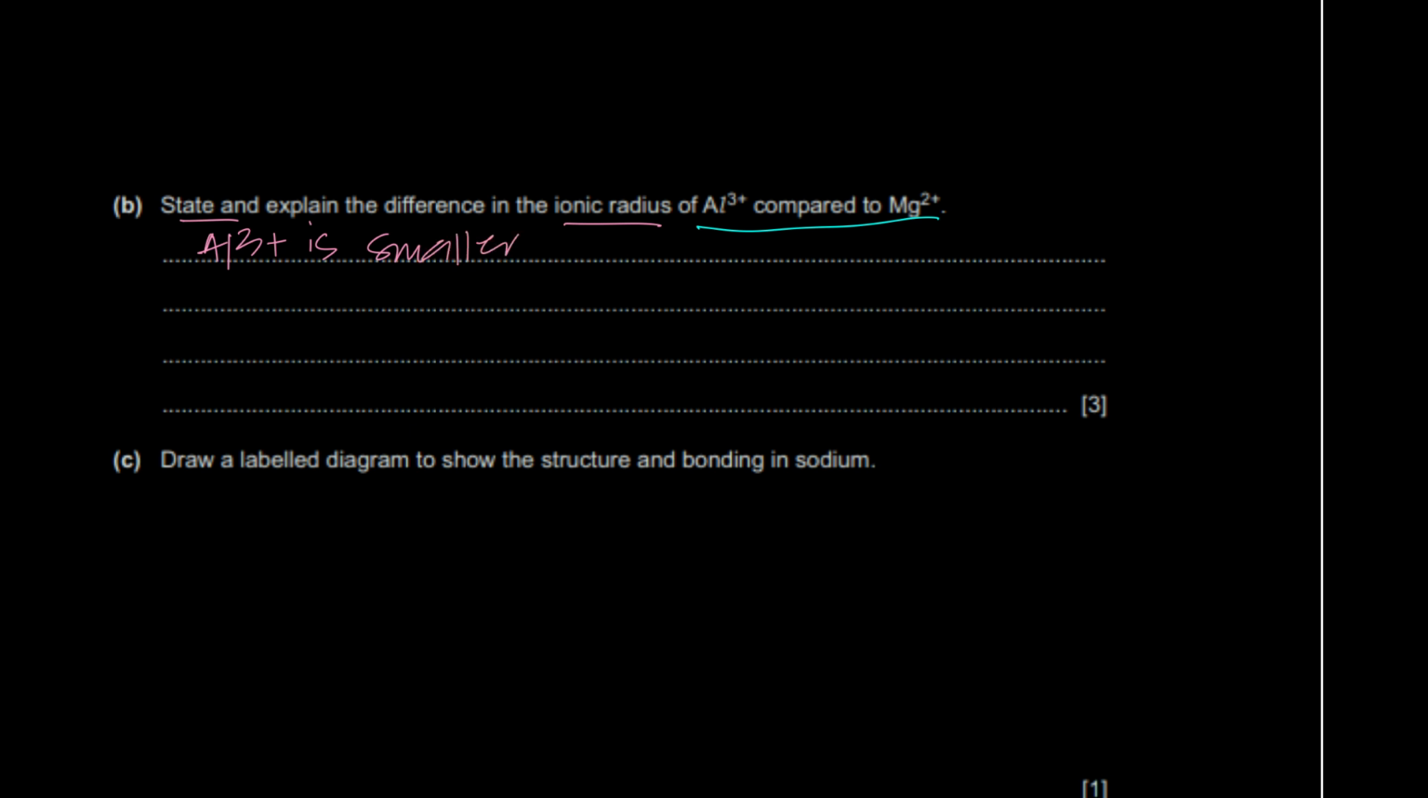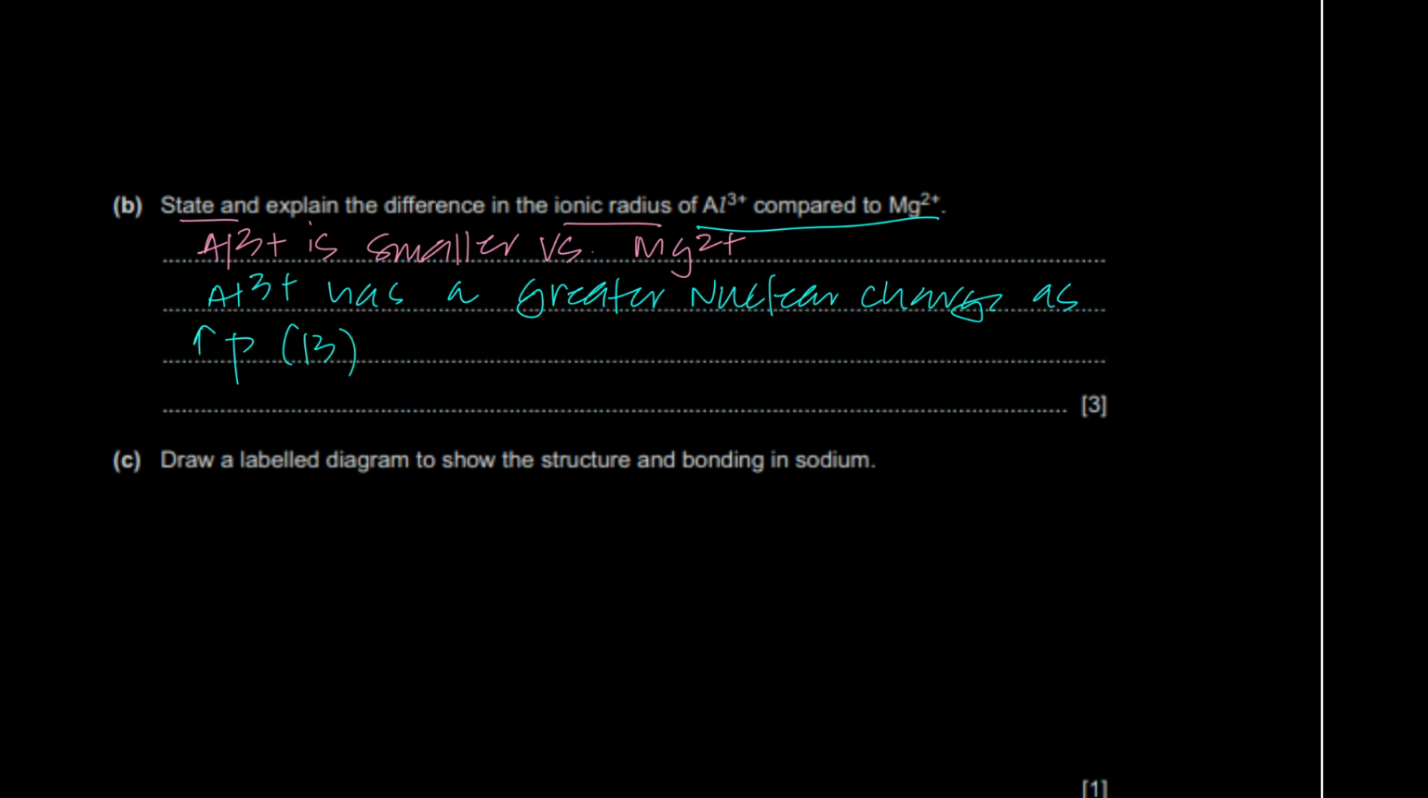Always write the electronic configuration, it'll show you everything. So aluminum 3+ is smaller compared to Mg2+. I'll write it here, versus Mg2+. And what could be the reason for it? Let me explain it to you. Well, aluminum 3+ has a greater nuclear charge. Why does it have a greater nuclear charge? Because it has a higher number of protons, which are 13, versus magnesium, which has 12 protons, right? And also, what about shielding?